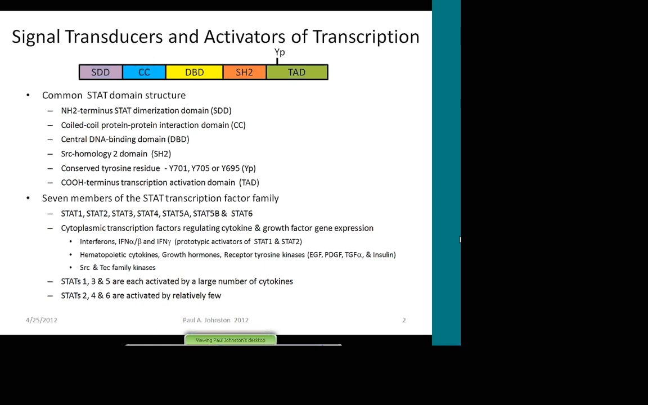They have conserved tyrosine residues. Phosphorylation of these tyrosines triggers dimerization, translocation to the nucleus, and activation of transcription. They also have serine residues that also get phosphorylated that modulate transcriptional activity. And then there's a carboxy-terminus transcription activation domain. STATs 1, 3, and 5 are each activated by a large number of cytokines, whereas STATs 2, 4, and 6 are activated by relatively few.